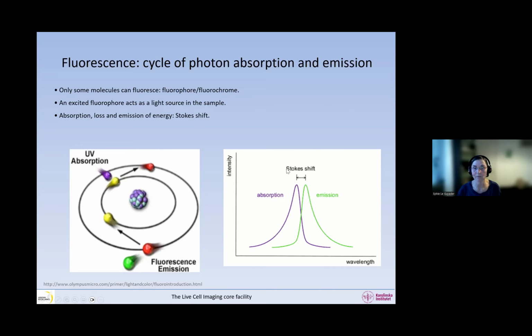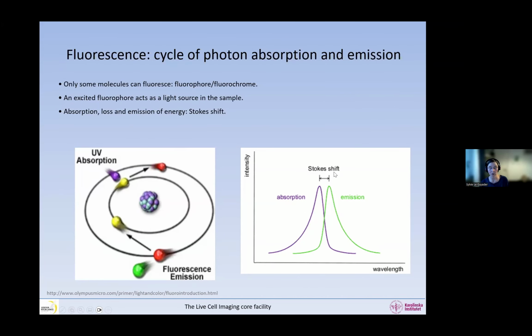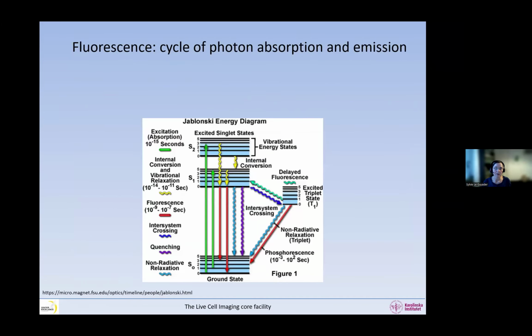You might find sometimes the Stokes shift. People talk about, oh, I have a fluorophore with a big Stokes shift. It means the excitation and the emission curves are far away from each other. So this diagram is shown very often. It's called the Jablonski energy diagram, and it shows what happens to a fluorophore when we shine some light on it.